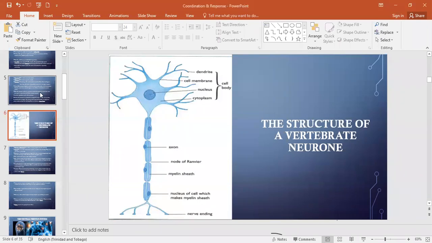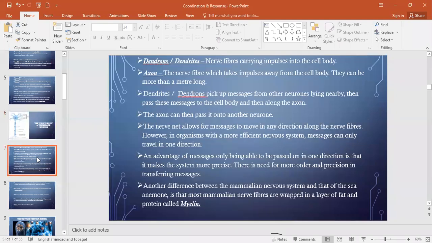All right. So that is the structure of the neuron. Right, so this is basically what I just explained from the diagram.